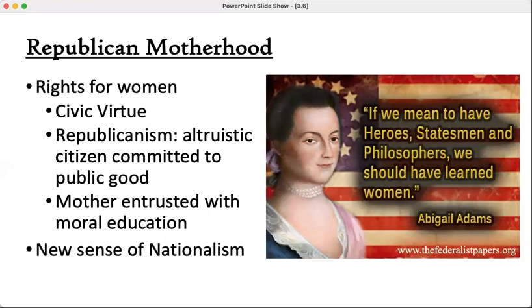We see that some legal rights change, right? It gets easier for women to be able to get a divorce. And there's a new sense of nationalism, right? This is the only revolution where nationalism comes after independence. Normally we see there's a sense of nationalism. We are united because we are French. We are united because we are Haitian. We are united because we are Russian.